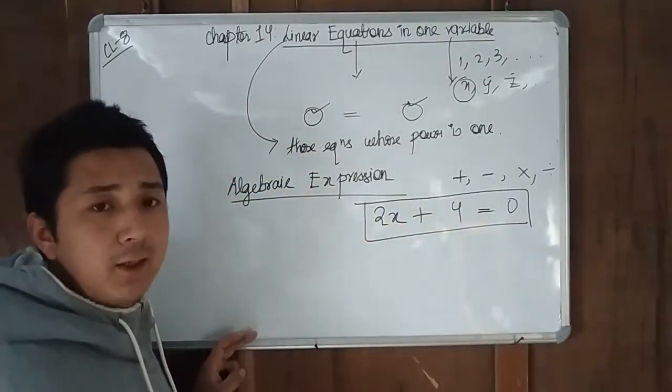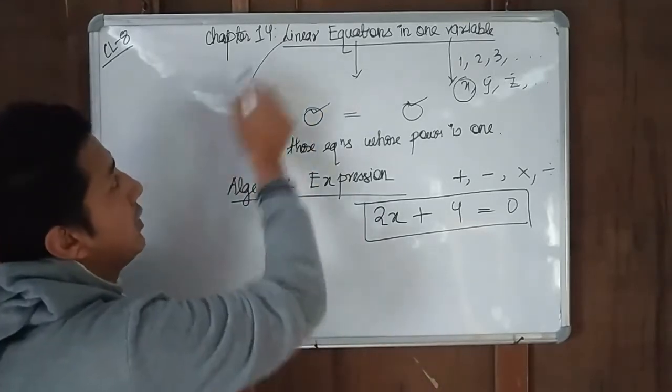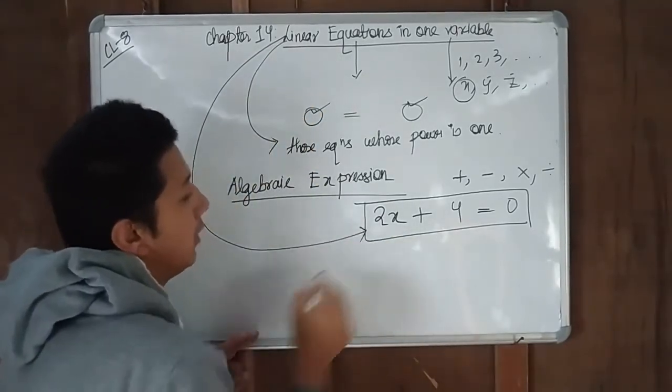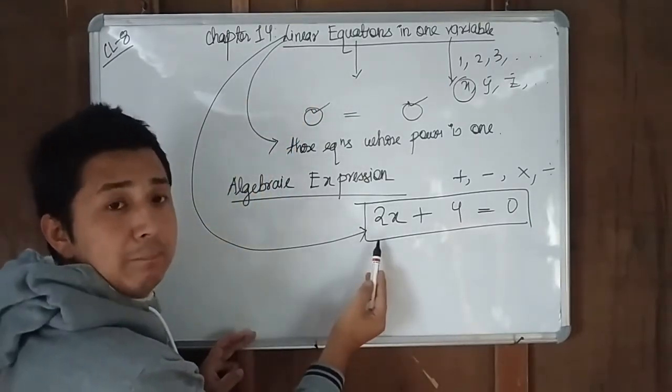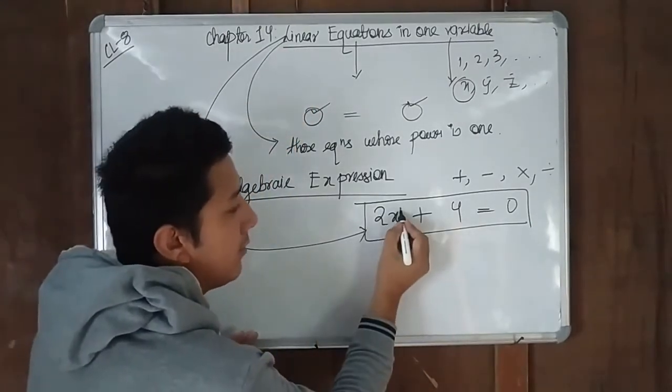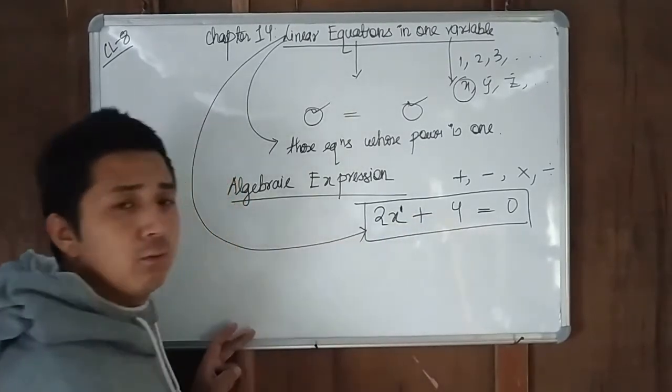And what type of algebraic equation? Linear equation. The word linear we can relate here. Now why linear? Linear because the power of the variable is 1.